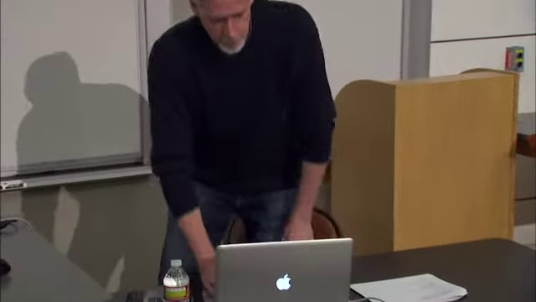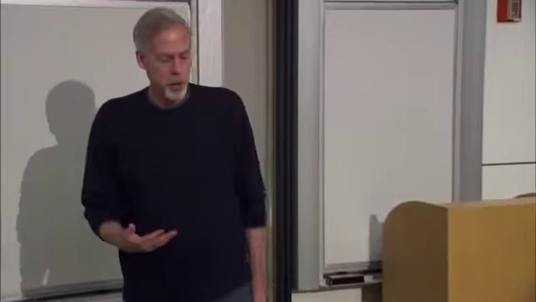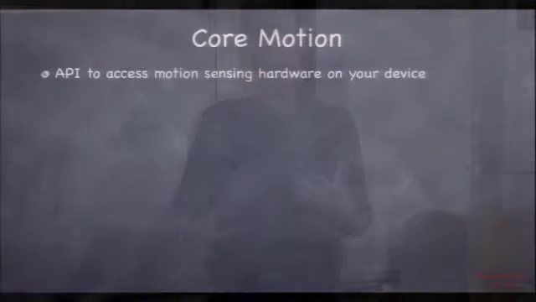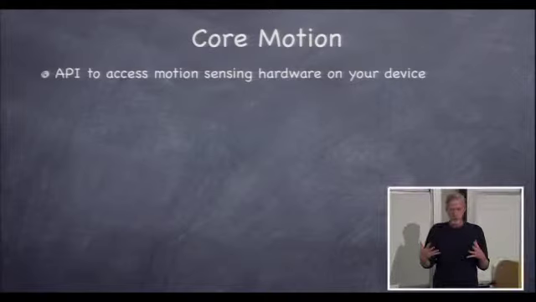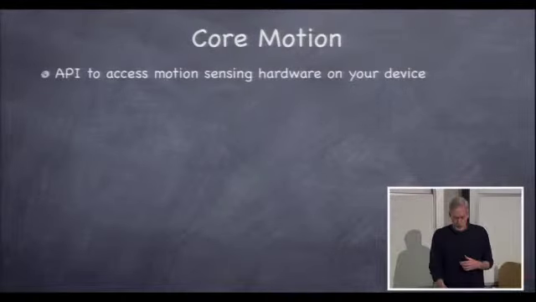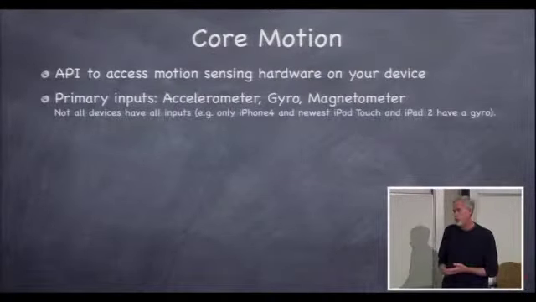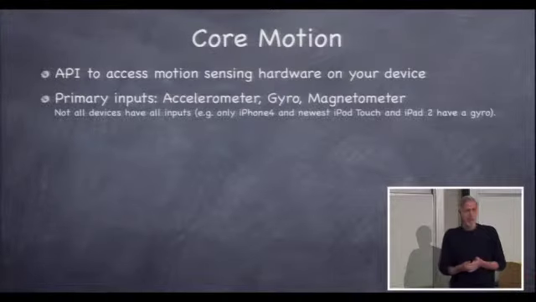All right, so let's look at Core Motion. So what is Core Motion? Core Motion is an API to access all the motion sensing device hardware, and there's quite a bit, right? You've got accelerometer, gyro, and magnetometer as well.